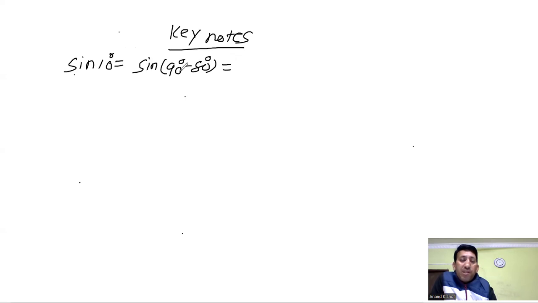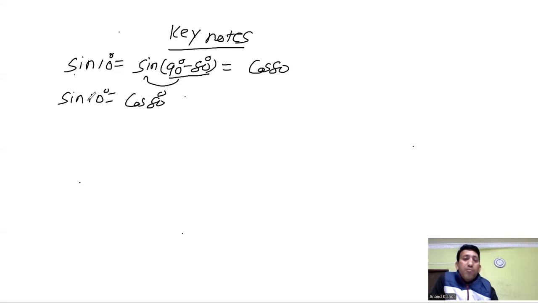Now we know 90 means the ratio will be changed. Sine becomes cos, and 90 minus something, cos 80. And this is in the first quadrant, sine positive. So one observation is there: sine 10 is equal to cos 80 degree. This is the formula: whenever the sum of two angles is complementary, 10 plus 80 is 90, so sine 10 is equal to cos 80.